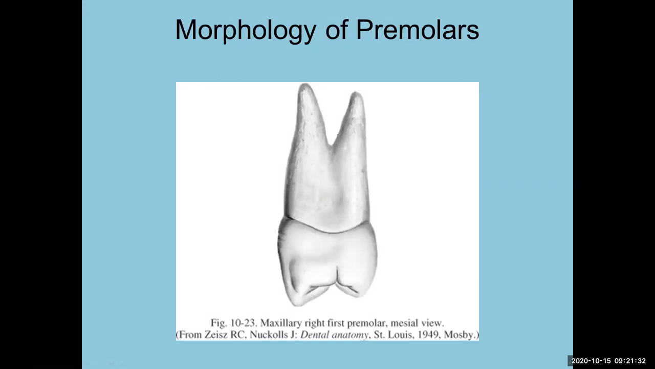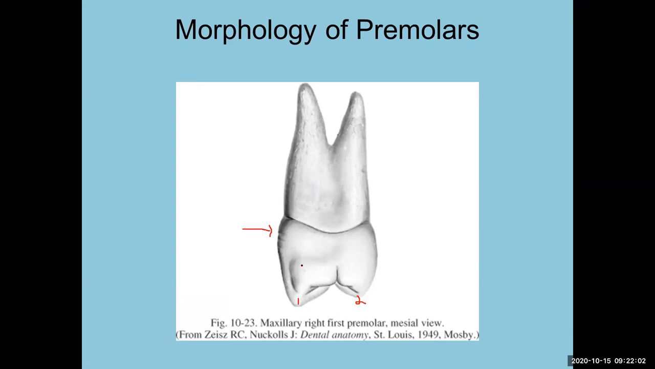The two cusps. Two cusps, yep. Okay, it's two cusps. The facial crest is larger. Facial crest is here. There's two cusps. Okay, so this is one and two. Is that a cusp of Carabelli? No, there's no cusp of Carabelli. Which tooth has a cusp of Carabelli? Oh, wait, this is a premolar. Okay, never mind, sorry.